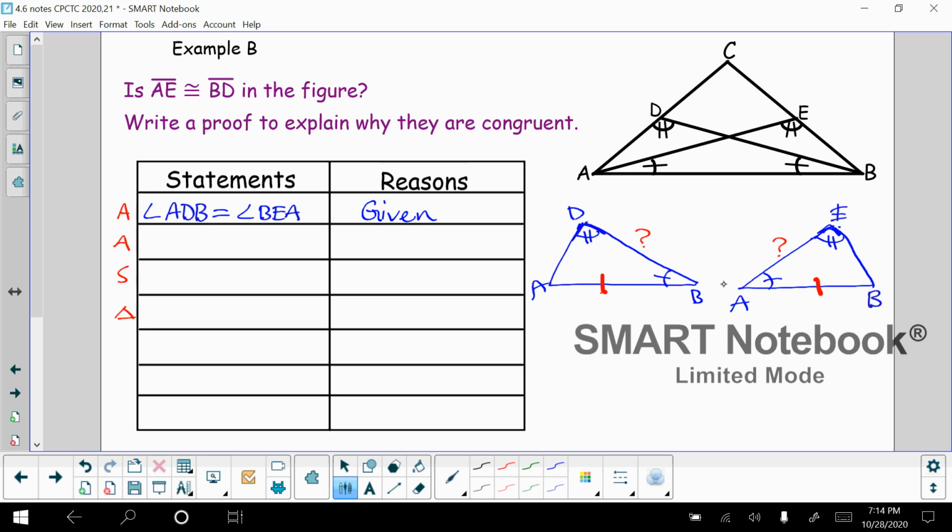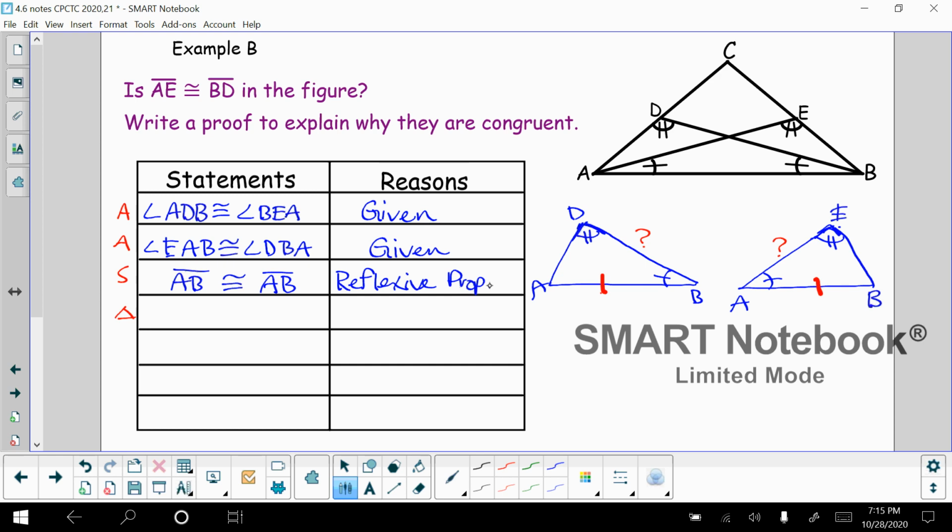Now I'm going to do this one down here at the bottom. So I'm going to say angle EAB is congruent to angle DBA. That is also given to us. Now I'm going to list the side. I'm going to say AB is congruent to AB, and that is the reflexive property. If you forget the word reflexive, you can write shared side, or the same side.